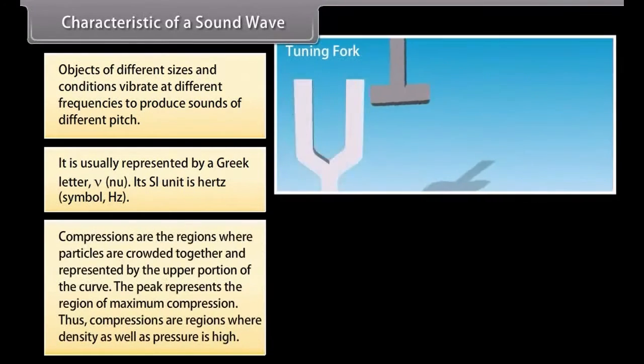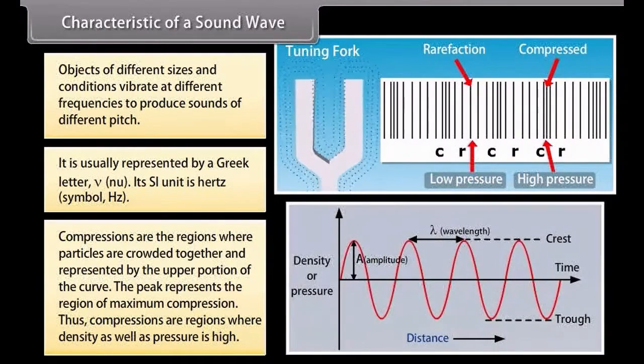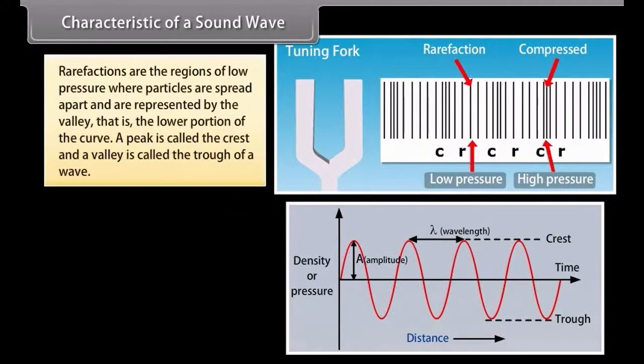We know that compressions are the regions where particles are crowded together and are represented by the upper portion of the curve. The peak represents the region of maximum compression. Thus, compressions are regions where density as well as pressure is high. Rarefactions are the regions of low pressure where particles are spread apart and are represented by the valley, that is, the lower portion of the curve. A peak is called the crest and a valley is called the trough of a wave.